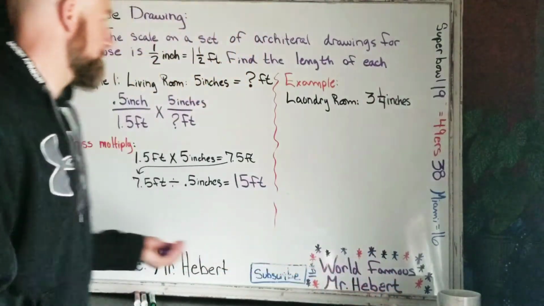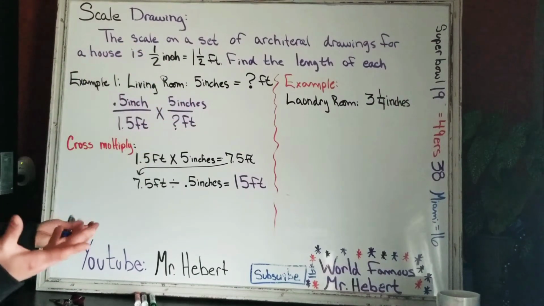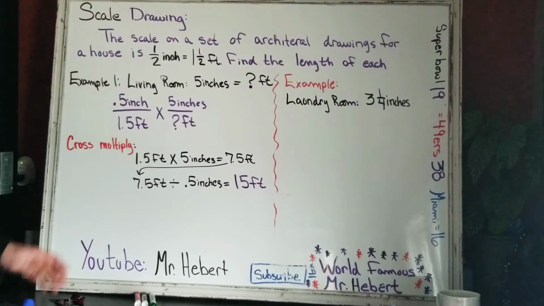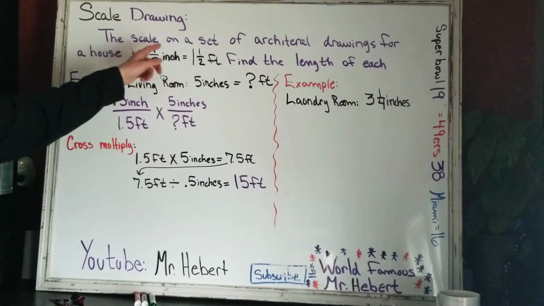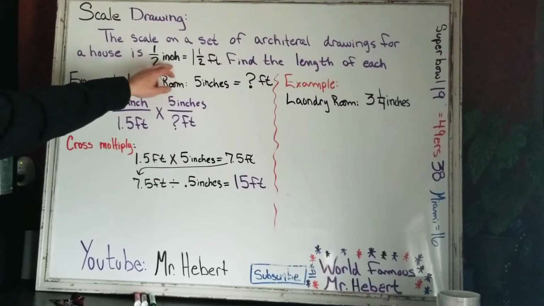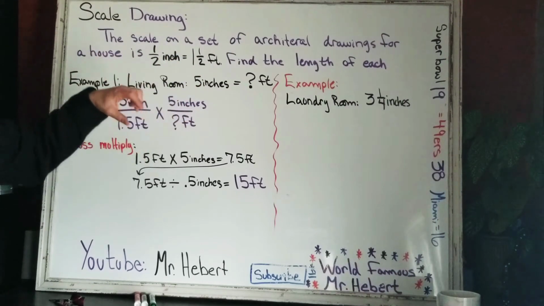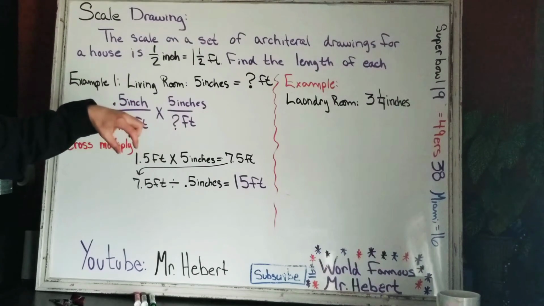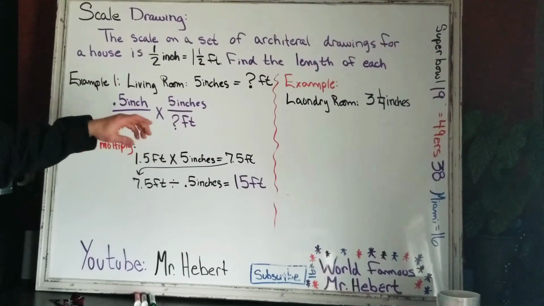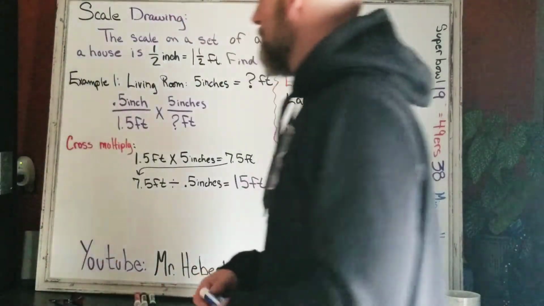So we'll start today. Scale drawing. We're going to go over an example and then I'll do one more and hopefully this helps you out. The scale on a set of architectural drawings for a house is a 1/2 inch equals 1.5 feet. So if you look at a picture and you measure it out and it's a 1/2 inch, that equals 1.5 feet. So they want you to find the length of each of the rooms.